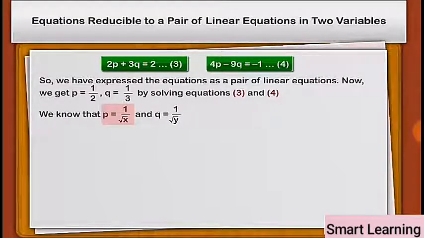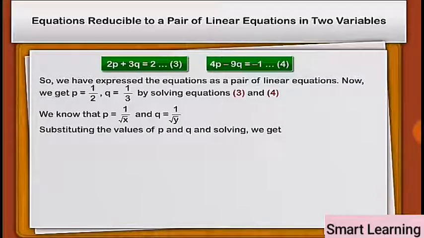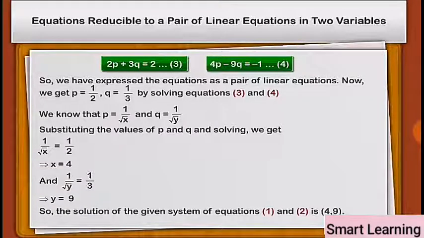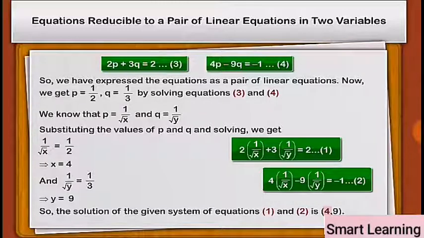We know that p is equal to 1 upon under root x and q is equal to 1 upon under root y. Substituting the values of p and q and solving, we get 1 upon under root x is equal to 1 upon 2, which implies x is equal to 4, and 1 upon under root y is equal to 1 upon 3, which implies y is equal to 9. So, the solution of the given system of equations 1 and 2 is 4, 9.